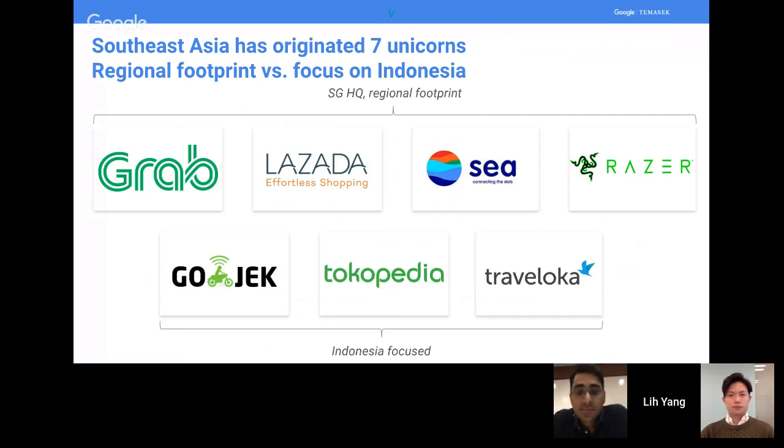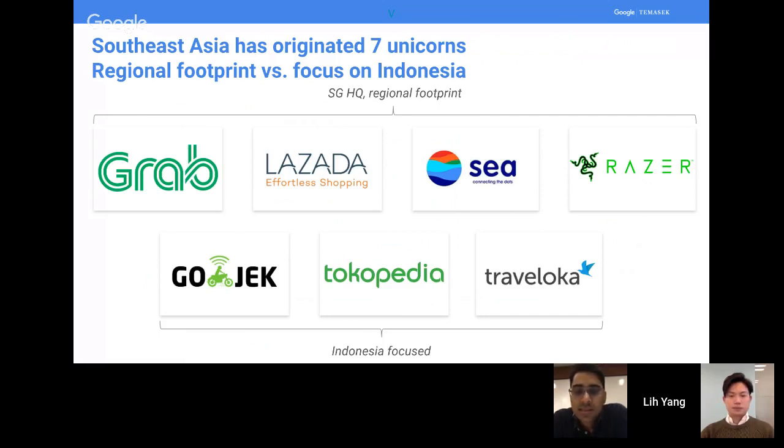And then we also have some very exciting companies coming from Indonesia focused set of things. So we have Gojek, Tokopedia, and Traveloka, which are massive players coming from Indonesia, becoming unicorns over a period of time. And it's very much understandable that they come from Indonesia because in the whole Southeast Asia region, Indonesia has the highest number of internet users.